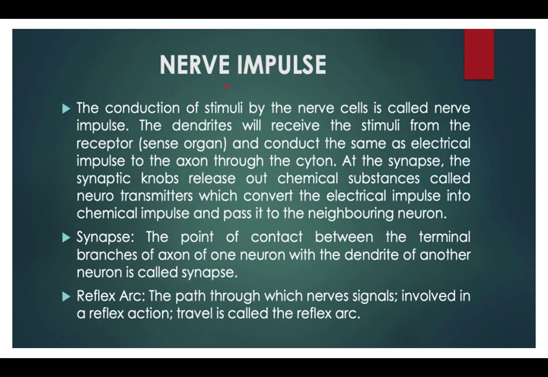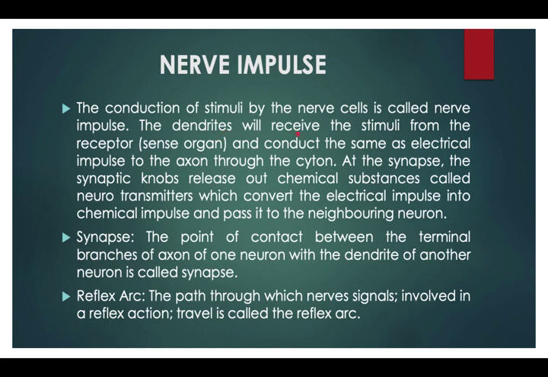What is a nerve impulse? Just now we have taken the name nerve impulse. It is the conduction of stimuli by the nerve cell. And what is a stimulus? Stimuli is the plural of stimulus, and a stimulus is any change in our environment which is detected by our sensory cells. These changes in the form of stimuli are conducted by the nerve cell, and that conduction wave is called a nerve impulse.